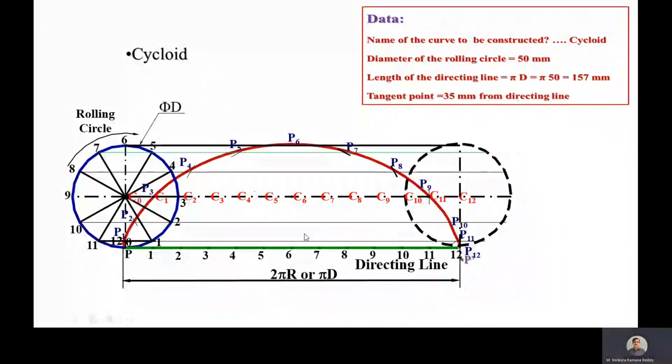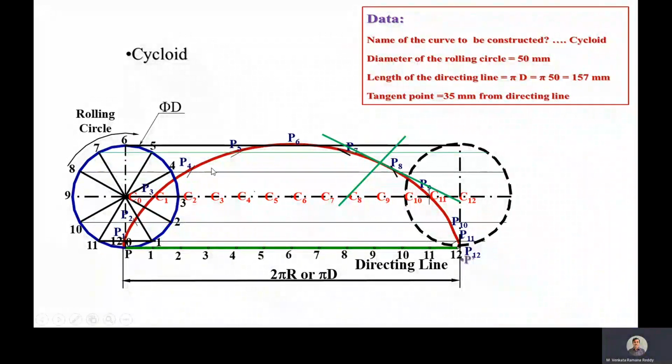After drawing that curve, then we'll locate the normal and tangent point on the curve. That point is at a distance 35 mm from the directing line. Locate a point M which is at a distance 35 mm from the directing line. Then draw normal as well as tangent to the curve. This is normal and this is tangent. That's about brief overview of the solution.